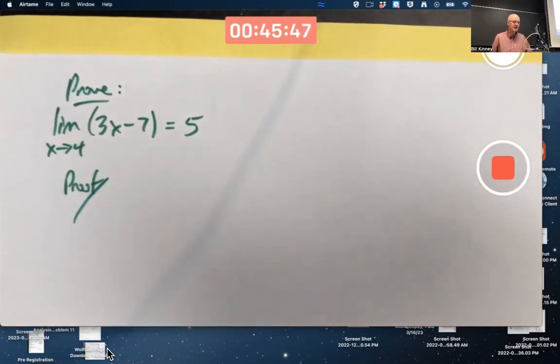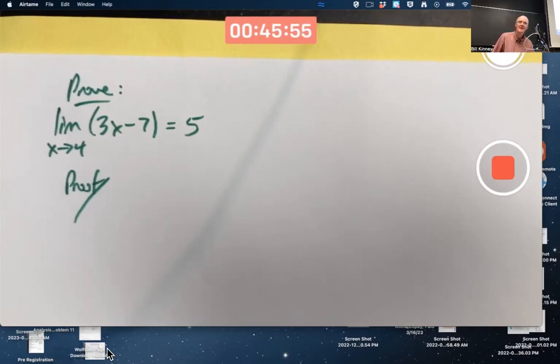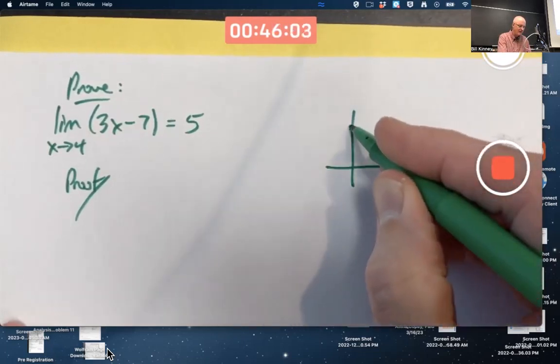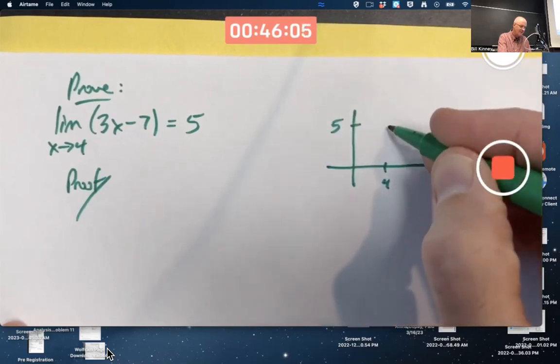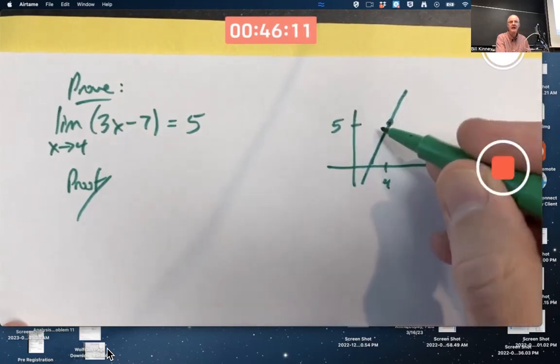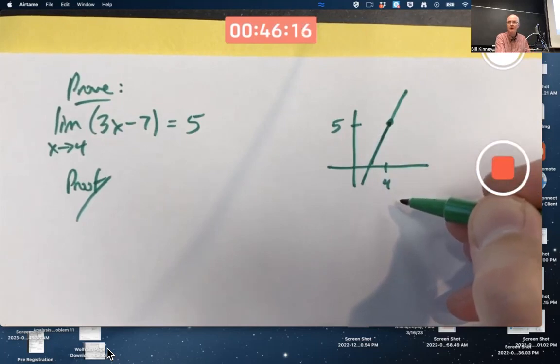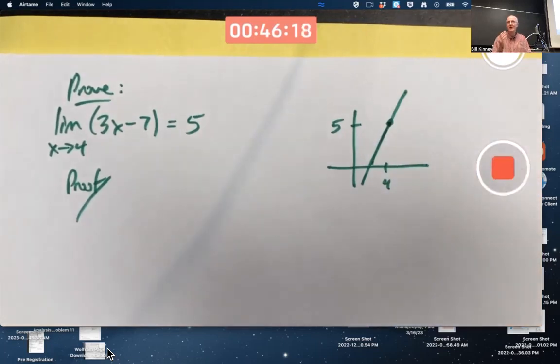Isn't it good enough just to plug in 4? Not really, if you're going to use the true definition of this limit. I need to show that I can make the outputs of this function as close as I like, arbitrarily close to 5, if x is sufficiently close to 4. And technically on either side of 4, because it's a two-sided limit, that's another thing that makes it a little extra tricky here. So I'm about to show you this proof.